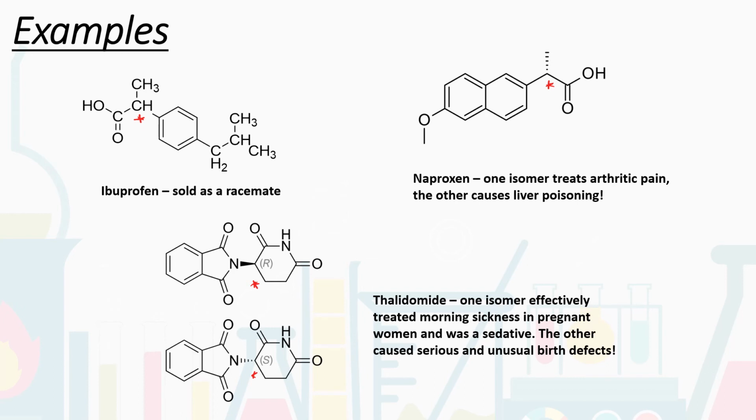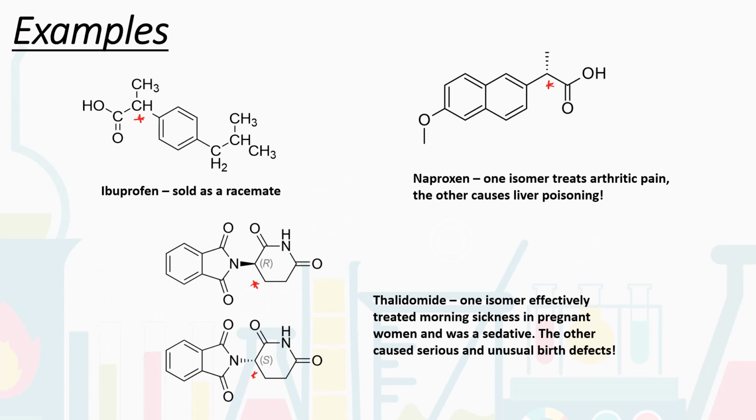And this is actually sold as a racemic mixture. It's quite weird to think that one of the most popular drugs, ibuprofen, is sold as a 50-50 mixture, where one of the enantiomers works, the other one is just inactive, and so actually it's quite wasteful.